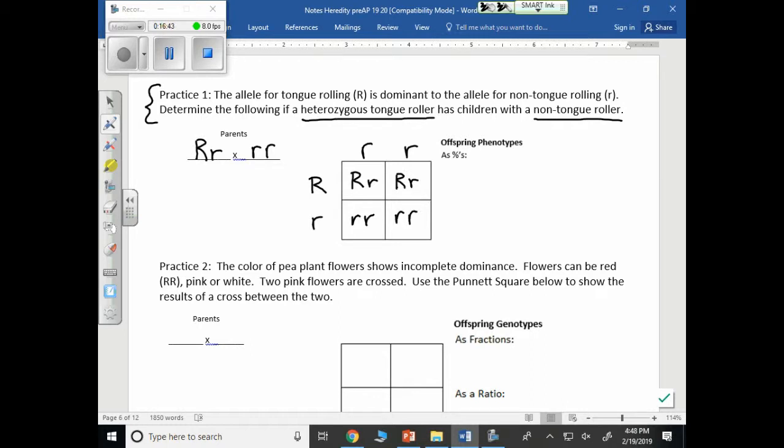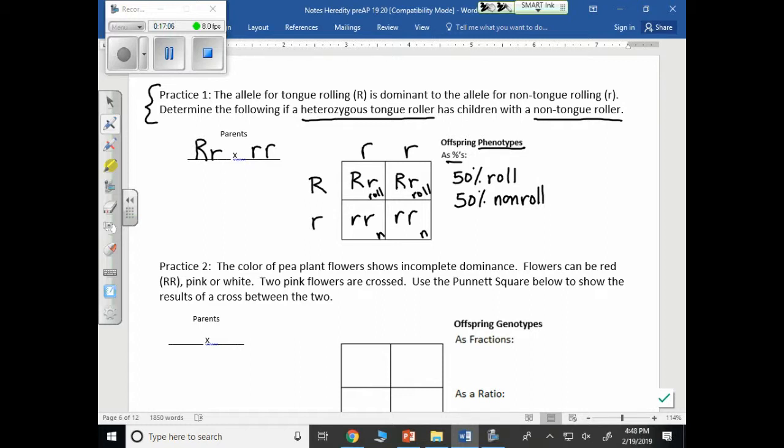Now let's pay attention. I'm asking for phenotypes and a percent. So phenotypes are what you see. So I have a roller, a non-roller, and a non-roller. So I'm going to write 50% can roll their tongue, and 50% are non-rollers.